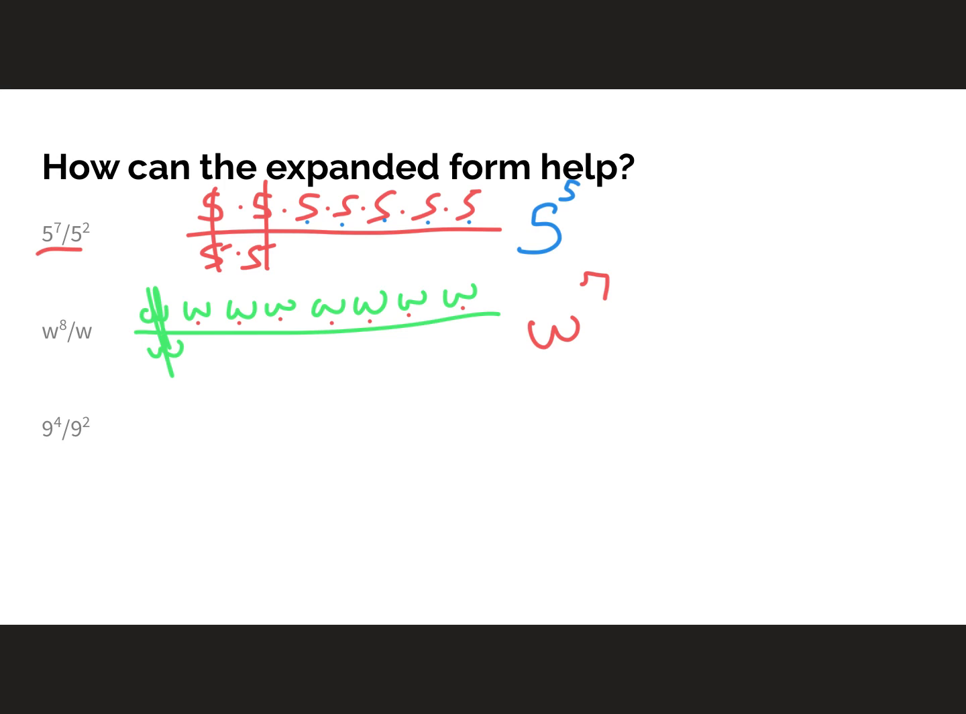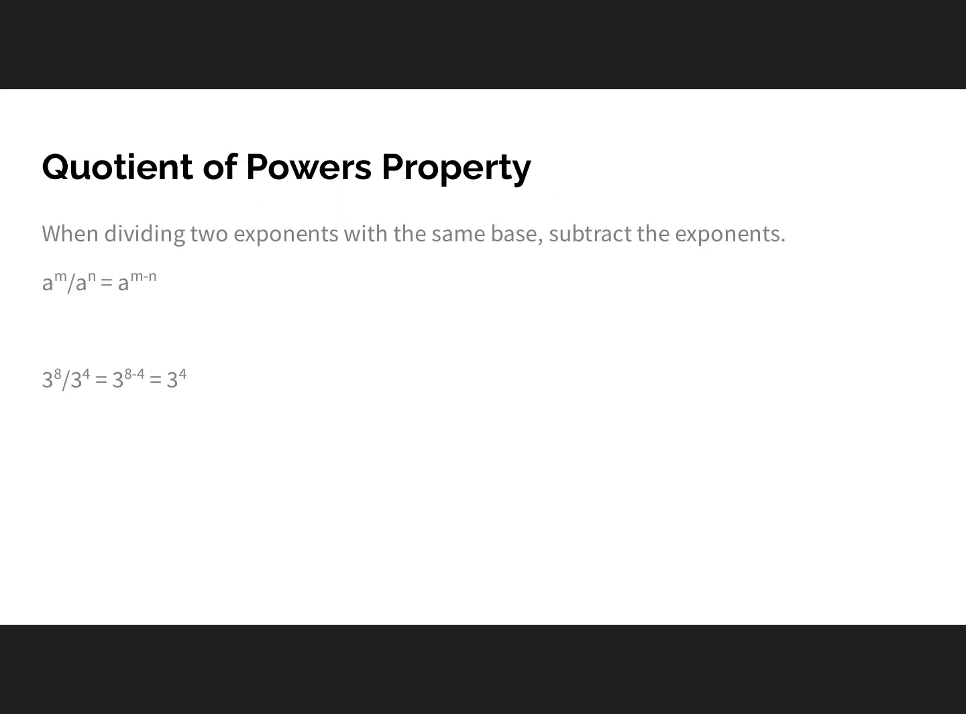Let's try one more. Here I have 9 to the 4th power, 9 times 9 times 9 times 9 divided by 9 to the 2nd power, 9 times 9. Again, 9 divided by 9 cancels, 9 divided by 9 cancels, and I'm left with 9 to the 2nd power. So, let's look at the rule for this. When dividing two exponents with the same base, we just subtract the exponents. Remember, all of these have been with the same base, so keep that in mind.